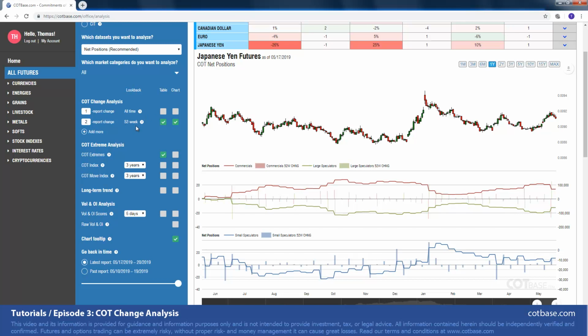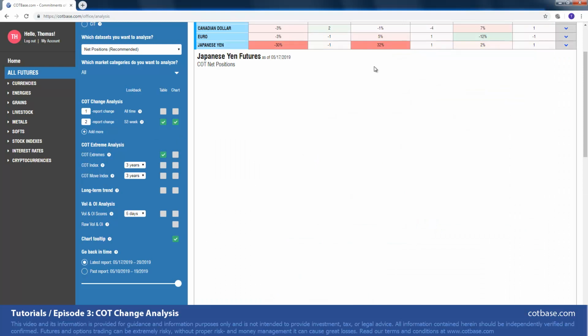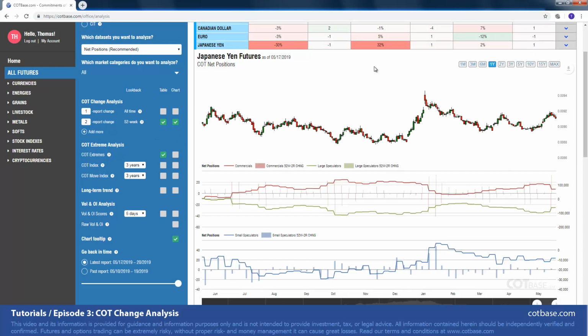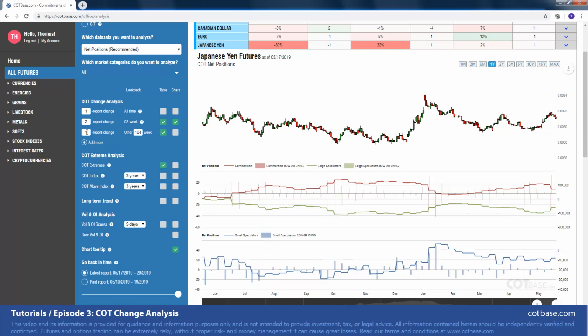So let's try that out and see a two report change compared to a 52 weeks range. And of course, it's quite simple. The mathematics behind this is the exact same, but in this case, we're not looking at only one, but two reports. So we take the 69,796 and jump over two reports, and we get to the 108,609 contracts net long level, and compare that to the 52 weeks time range. If you would like, you could of course set a specific look back period, not necessarily the all time or the 52 weeks. You can choose whichever fits your needs.